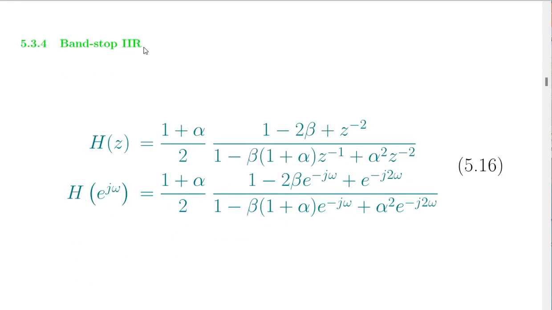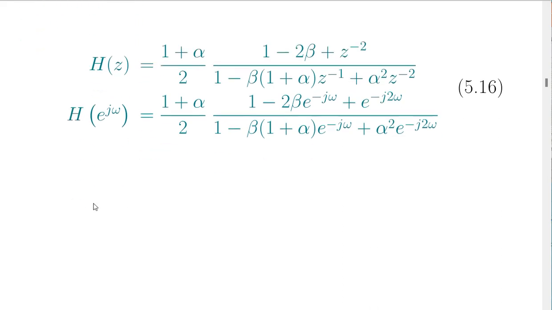What about band stop IIR filter? Similar idea. H of z equals (1 plus alpha) over 2 times (1 minus 2 beta times z to the power of minus 1, here missing part, typing mistake, plus z to the power of minus 2) over (1 minus beta times (1 plus alpha) times z to the power of minus 1 plus alpha to the power of 2 times z to the power of minus 2). No need to repeat for H of omega.